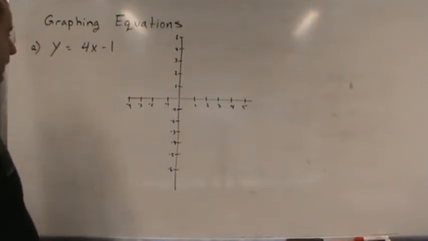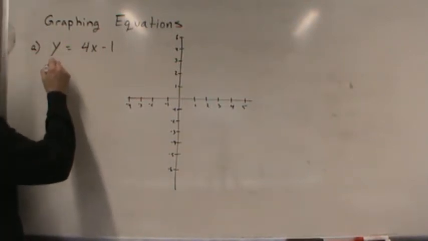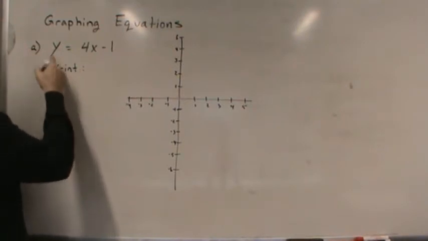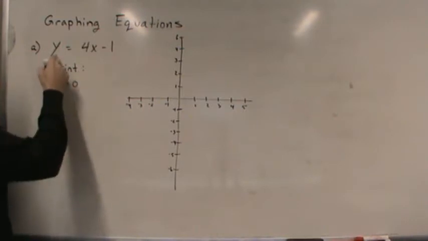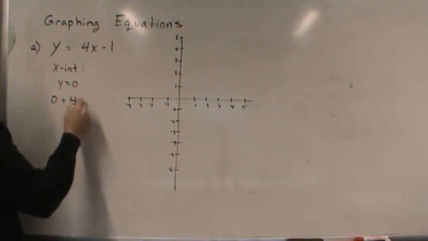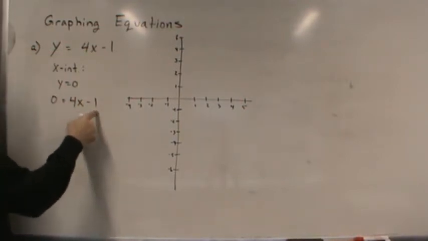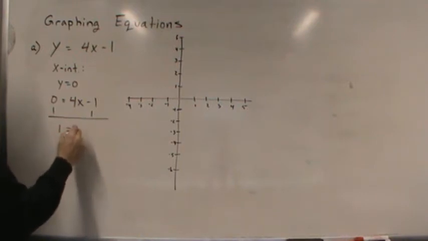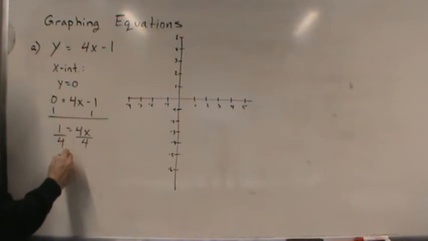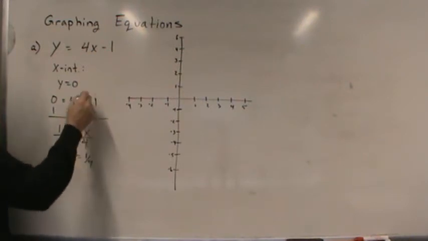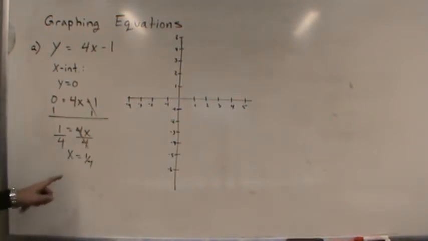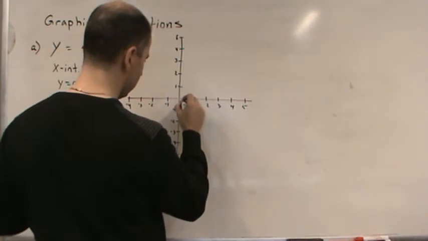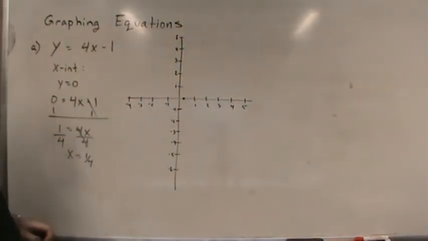Step number 1 is find the x and y intercepts. So how do we find the x and y intercepts? Well, to find the x-intercept, we set y equal to 0. So when y is equal to 0, we have 0 equals 4x minus 1. If you add 1 to both sides, you get 1 equals 4x. If you divide both sides by 4, you get x equals 1/4. So we know that there's a point at y equals 0 and x equals 1/4. That's going to be right about here.